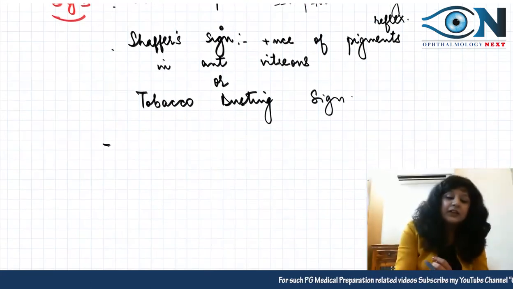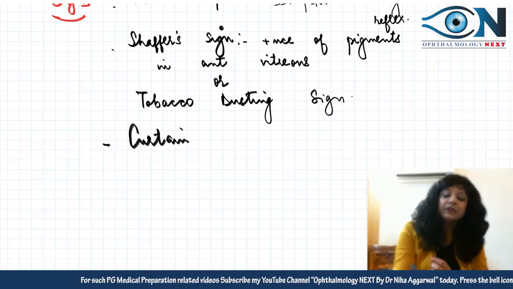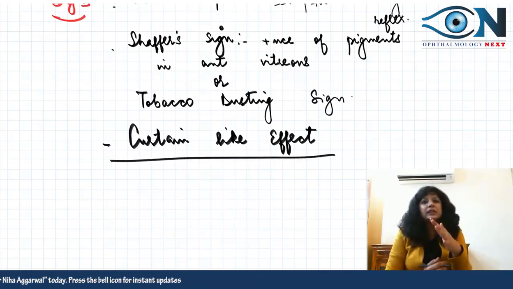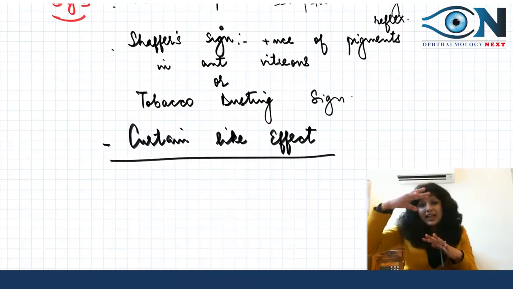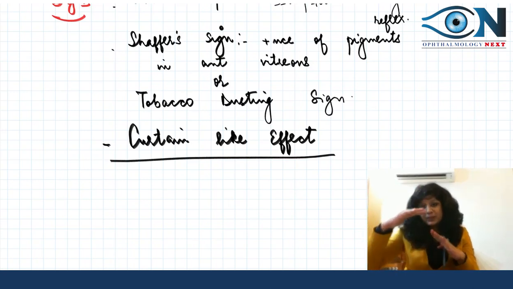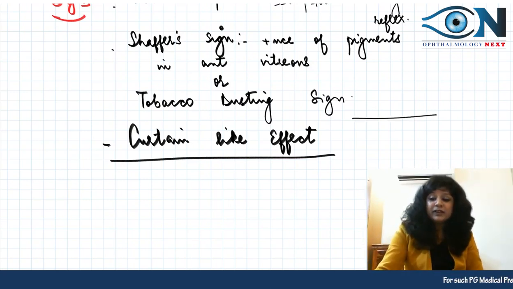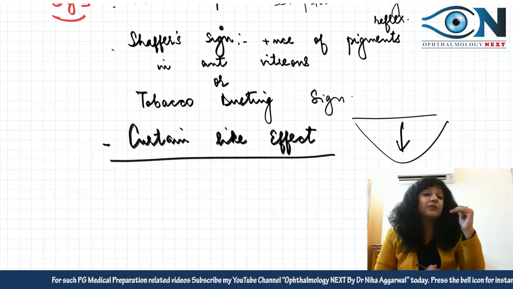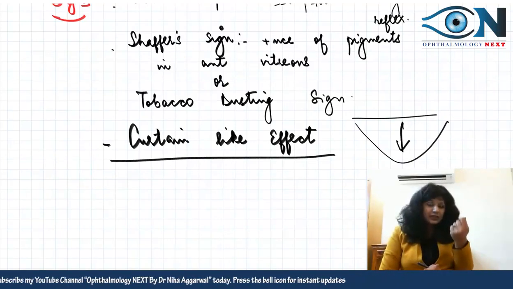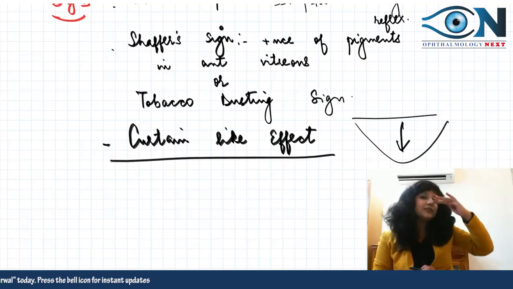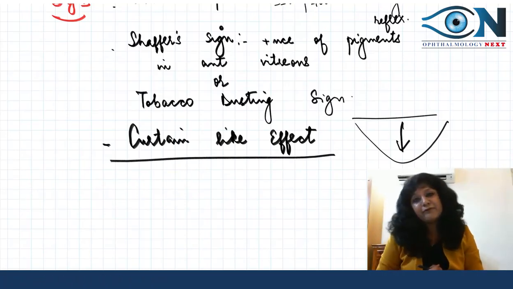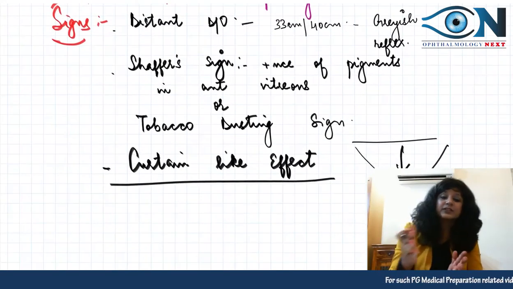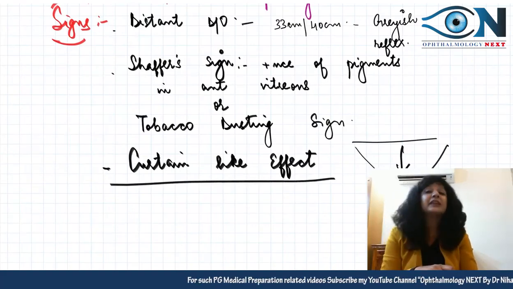What else? The third important thing, the person can have a curtain-like effect. Now this is again very interesting. A curtain-like effect means when the retina is detaching, it is falling in front of the patient's visual field in the form of a curtain. Slowly and gradually the curtain falls. So the patient also feels the same, that a curtain is falling in front of the eye. That is called a curtain-like effect. So we have seen the Schaffer's sign, the tobacco dusting sign, the grayish reflex, the curtain-like effect.